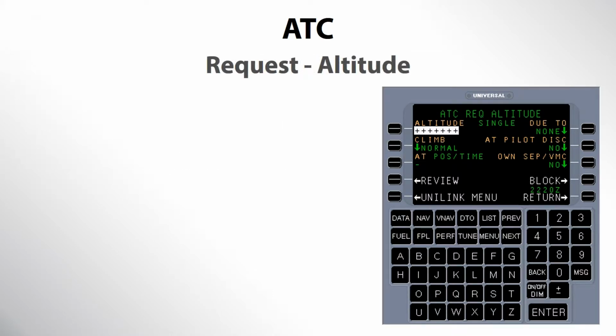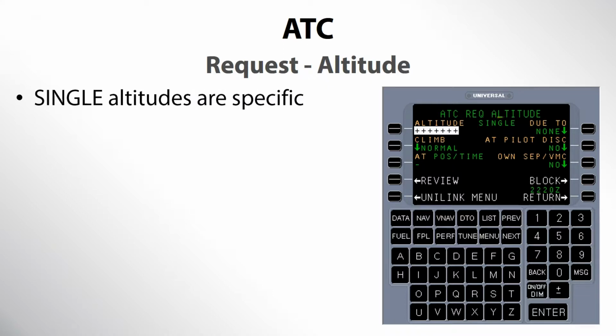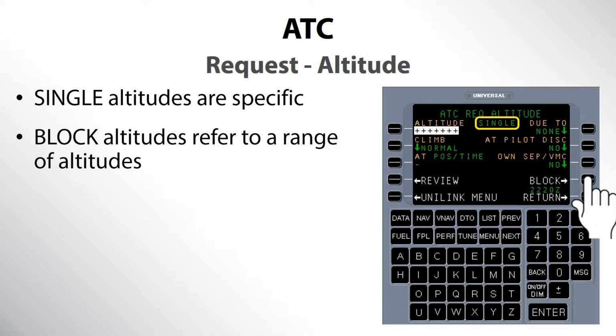Altitude requests can be made for single or block altitudes. Single altitudes are specific, whereas block altitudes refer to a range or block of altitudes. Consequently, altitude requests will be made from either the ATC Request Altitude Single or ATC Request Altitude Block page.